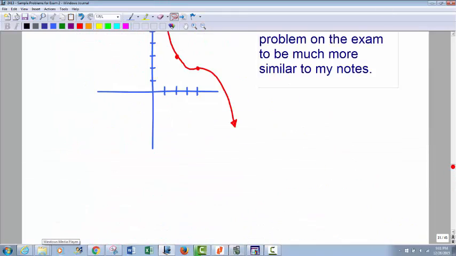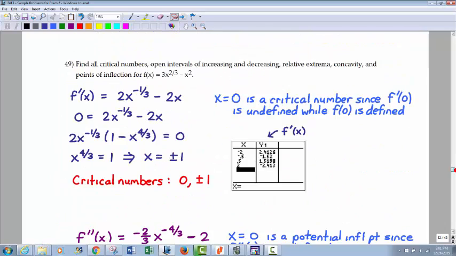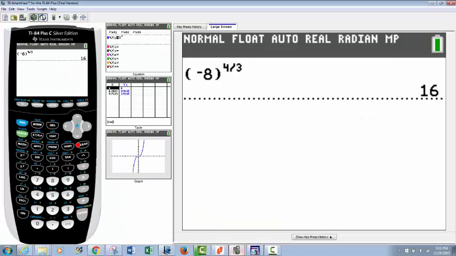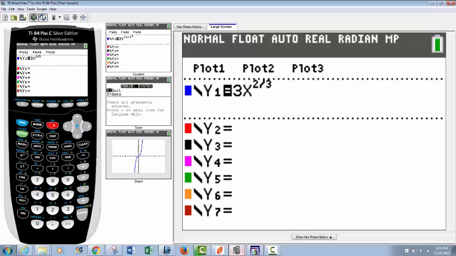You could take a look at the graph of this and see what it looked like. Could add that in there. Might have to do some weird stuff with the scale there, but let's see. 3x to the 2 divided by 3. This newer calculator really gives me trouble. Clear the whole thing.